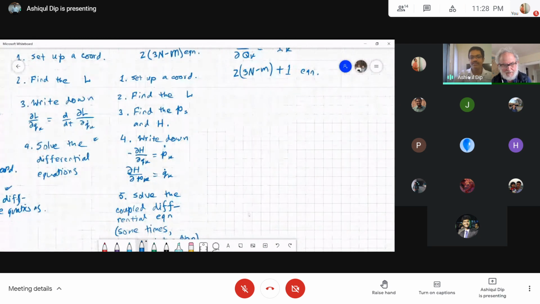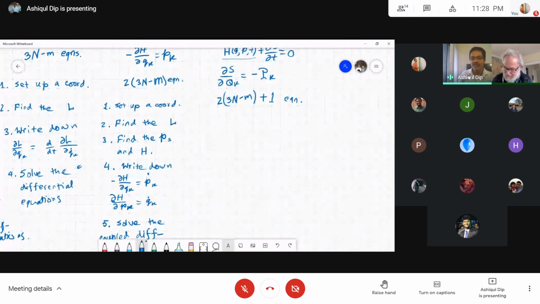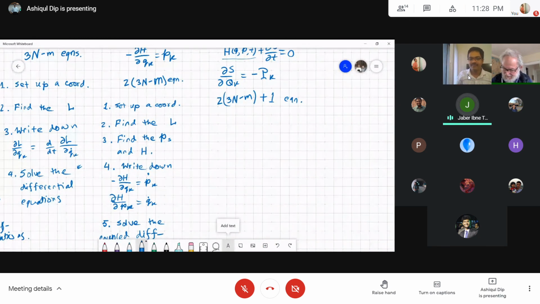So what are the steps for Hamilton-Jacobi now? Set up a coordinate, find the Lagrangian. The first few steps are the same. Set up a coordinate, and find H. That would be enough.